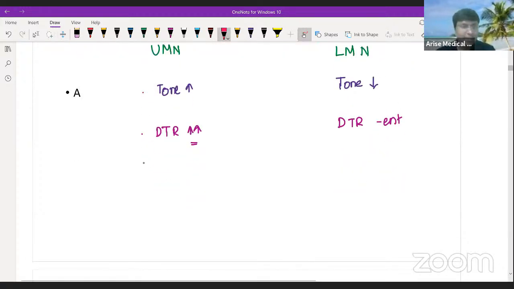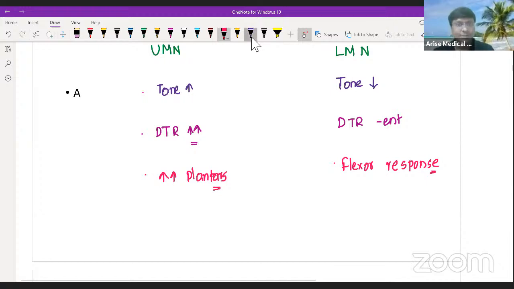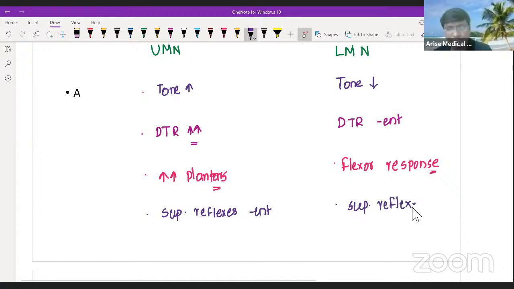followed by that, in case of upper motor neuron lesion, you'll have upgoing plantars, right? Whereas in lower motor neuron lesion, there will be a normal plantar response, that is a flexor response. Right? Next, the other difference is that in upper motor neuron lesion, the superficial reflexes will be absent, whereas in lower motor neuron lesion, the superficial reflexes will be present, right? That will be present.